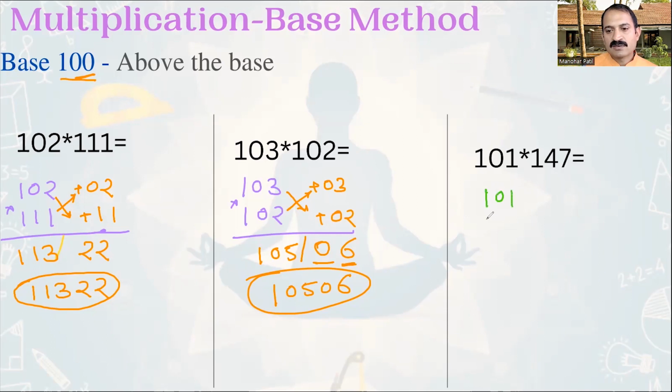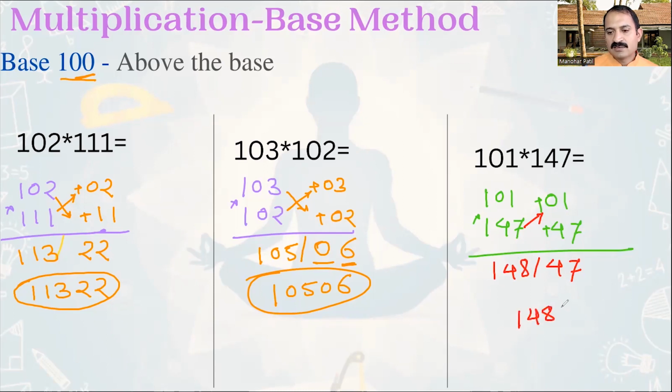The next example is 101 into 147. So 01 and 47 we have to write at the right hand side. And then first multiplication of the right hand part, that is 47 1s are 47, and then cross addition. 147 plus 1 is equal to 148. So final answer is 14847. You can cross check with your calculators. So you are getting the answer within a second. You have to just write it properly.